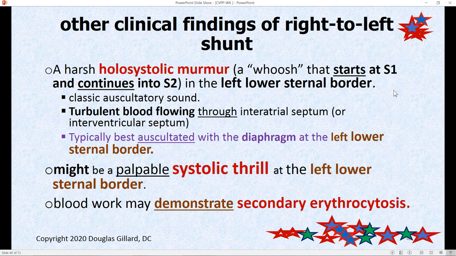What about other findings? Yeah, there's even more findings of a left-to-right shunt. So in the clinic, if you are auscultating, you'll hear what's called a holosystolic murmur. Holosystolic murmur. So that's a whooshing sound. Normally you have, let me explain it, a lub dub, lub dub, lub dub, lub dub.